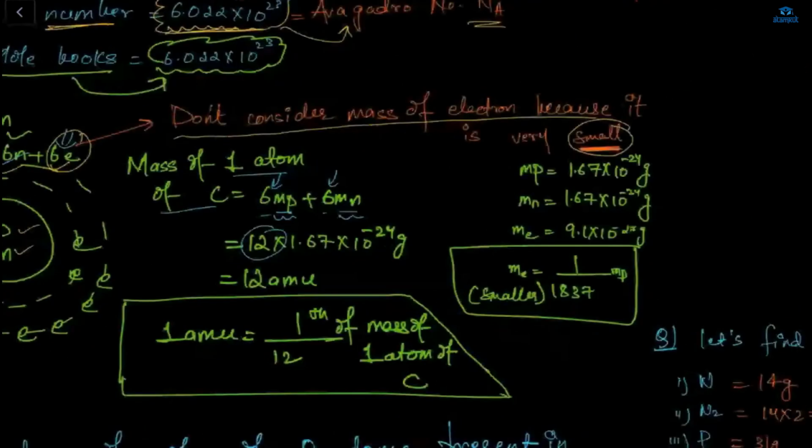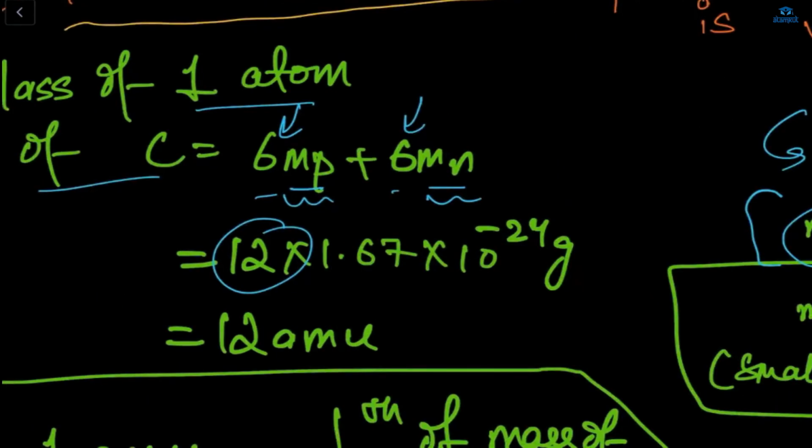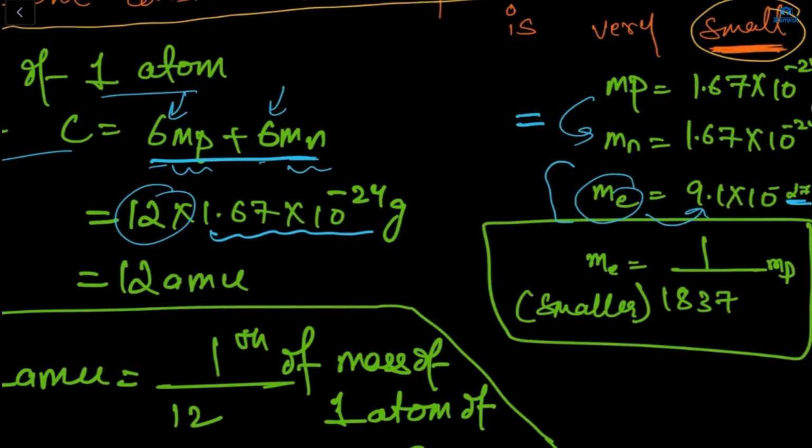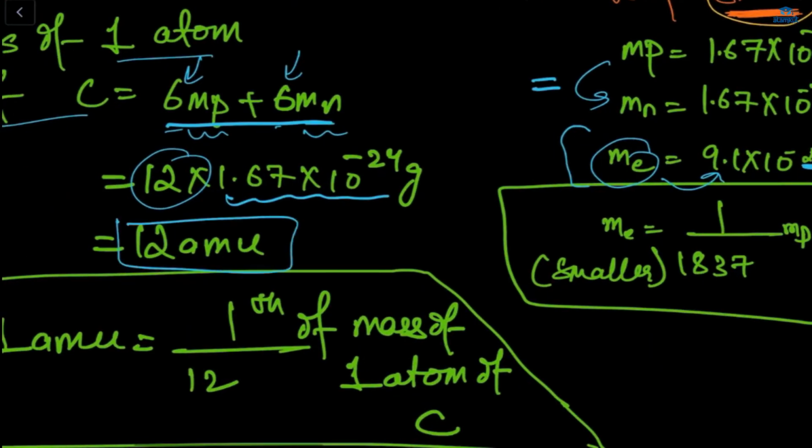And what about the mass? See here, I wrote that the mass of a proton is 1.67 into 10 to the power minus 24, which is equal to the mass of a neutron. But what about the mass of the electron? This is very small, 9.1 into 10 to the power minus 31, a very small mass. We will not consider it. So here, the mass of carbon will be 6 times the mass of a proton plus 6 times the mass of a neutron, which is 6 plus 6 is 12, into 1.67 into 10 to the power minus 24, which is equal to 12 AMU.